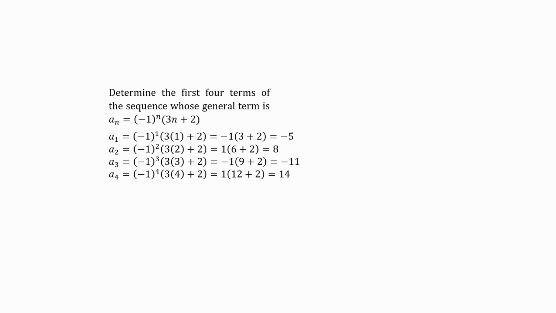A sub 4 equals to negative 1 raised to 4. So 3 times 4 plus 2. So equals 1 times 12 plus 2. So therefore, a sub 4 is equal to 14. Dito naman makikita natin na alternating yung sequence kasi pabago-bago yung nataas tas bababa yung values.